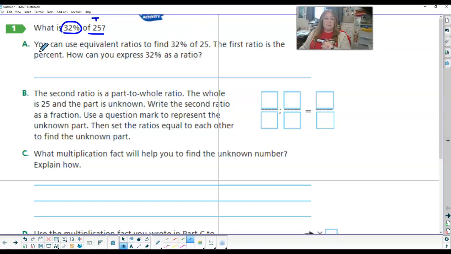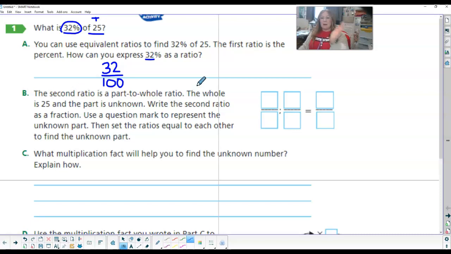The first ratio is the percent. How can we write 32% as a ratio? So we have 32, and a percent is always out of 100. So I can write 32 hundredths. Here's my ratio. 32 hundredths is 32%.